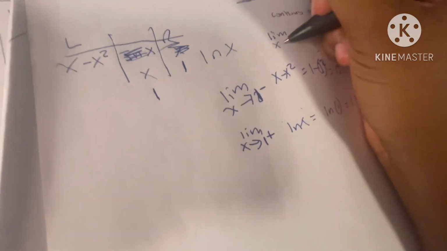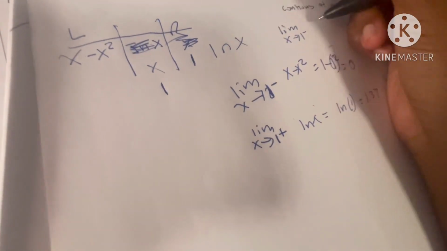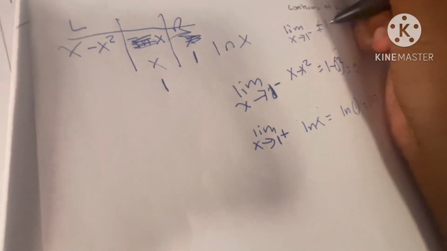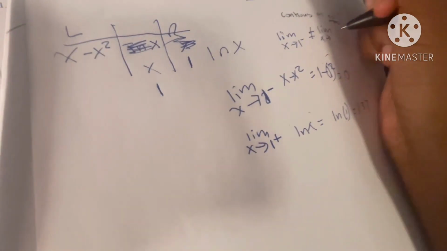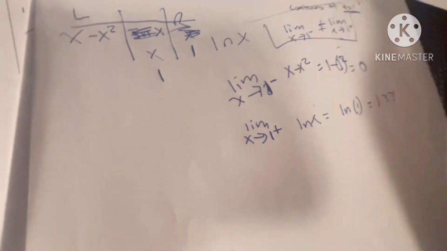So as x approaches 1 from the left does not equal x approaches 1 from the right. And yeah, that will be all. Unfortunately, we got all problems that are not continuous, but sometimes that happens.